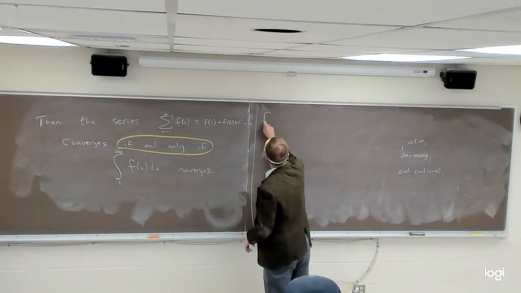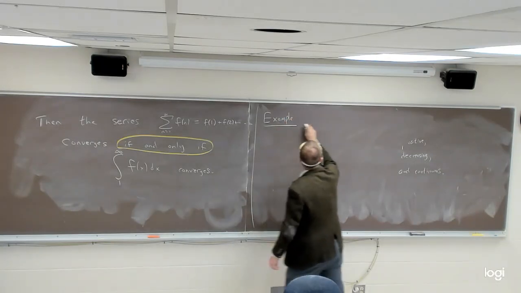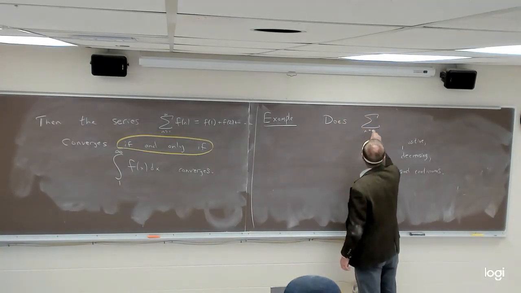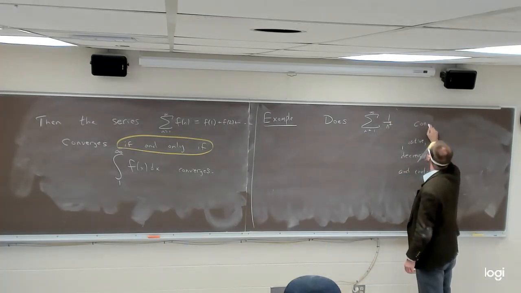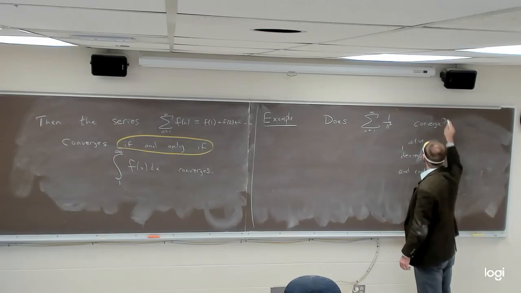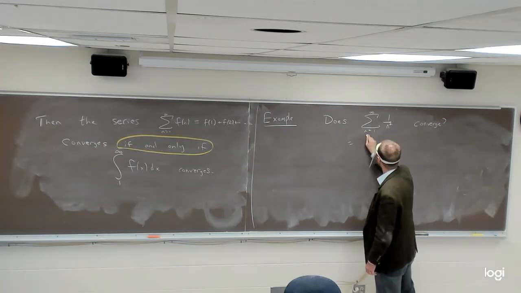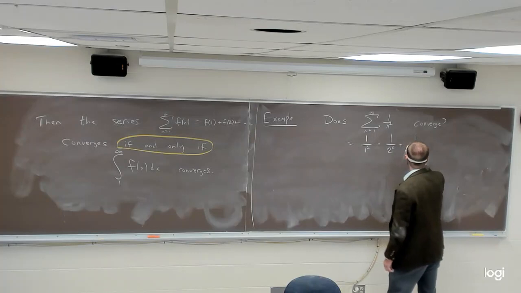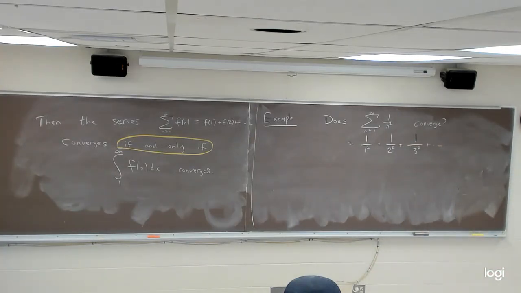But let's look at some examples. Does the sum from n equals 1 to infinity of 1 over n squared converge? So that's 1 over 1 squared, 1 over 2 squared, 1 over 3 squared, and so on. 1 plus a fourth plus a ninth plus a 16th. Converge or diverge?